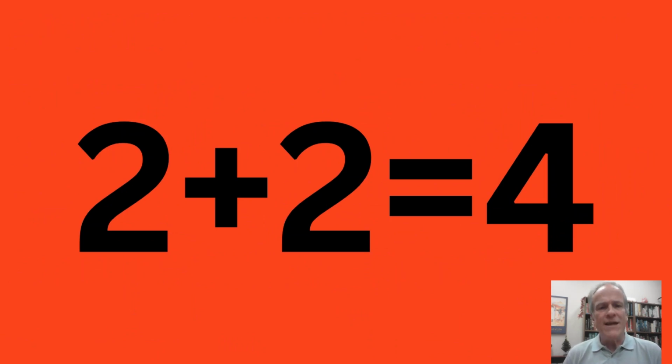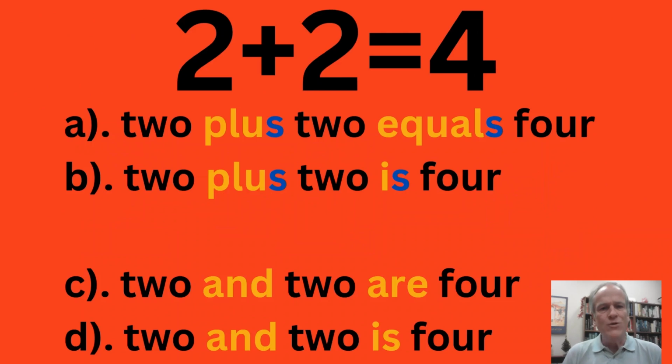So, what does this say? How do we read this? Well, it's 2 plus 2 equals 4, or 2 plus 2 is 4, or 2 and 2 are 4, or 2 and 2 is 4. All of these are acceptable. However, I would say A and B are probably more common, and B is probably the most common.